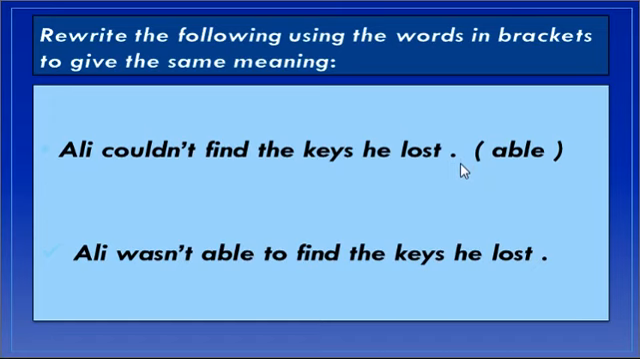Here he wants you to use able. I will use able in the sentence, so I should omit couldn't, because couldn't expresses inability. When I use able, what will I use? Was. Excellent. So I will use was or were depending on my subject. If my subject is singular I will use was, and here it is negative, so I put the negative. So we say: Ali wasn't able to find the keys he lost. Okay. Let's have another one.